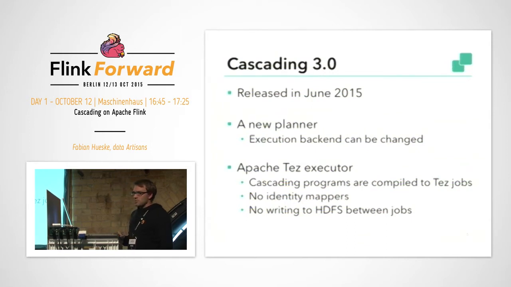And by avoiding the compilation to MapReduce jobs, one could get rid of artifacts that come with a very strict MapReduce programming model, such as the identity mappers, and there was no more writing between certain parts of the job, because one MapReduce job ended and the next one started. So in MapReduce, you usually have to write into a persistent file storage to get the data across from one job to the next.